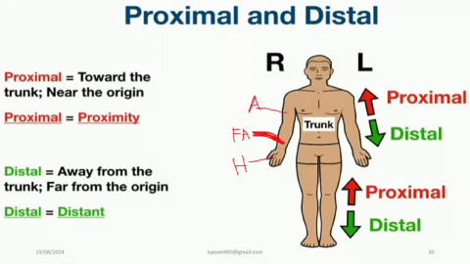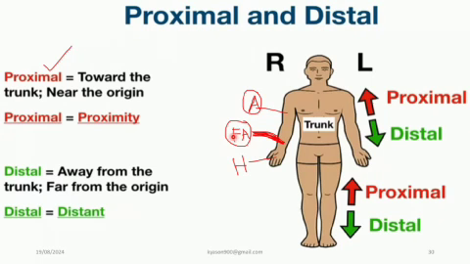So we want to describe the relationship between the arm and the forearm. We can do that using the word proximal, by saying that the arm is proximal to the forearm. That statement means that when you compare the arm and the forearm, the arm is nearer to the point of attachment of the upper limb, or to the point of origin of the upper limb, or nearer to the trunk. Okay? The arm is proximal to the forearm.